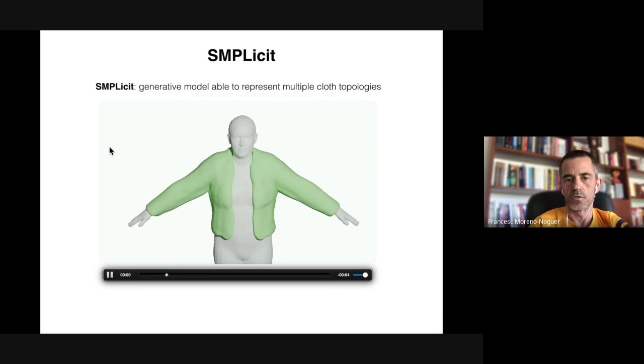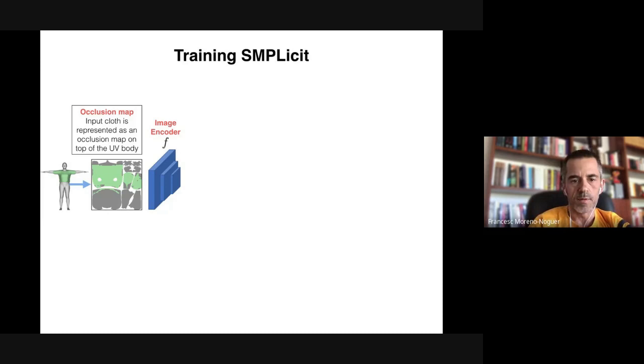So I'll quickly explain how we train this model. First, we have a data set of clothes and of clothes on top of a human body. What we do first is to represent this occlusion map. We have a two-dimensional representation of the body, and that's called a UV map. On top of the UV map, for each cloth, we painted the parts of the body that were occluded by this cloth. All right, and we use this representation.